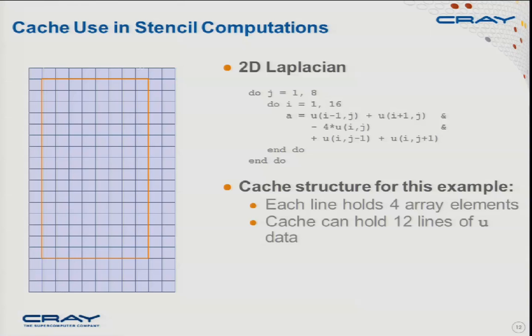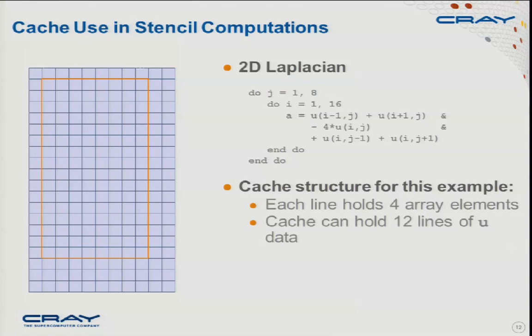Okay, so we're going to build up a really little cache. This is your cache. This is the size, or this isn't even the cache. This is your problem. And we're going to say the cache structure for this example holds a total of, each line holds 4 array elements, and the cache can hold a total of 12 lines. All right, that's a small cache, but at least we can visualize it here.